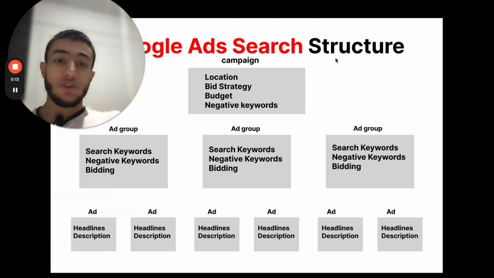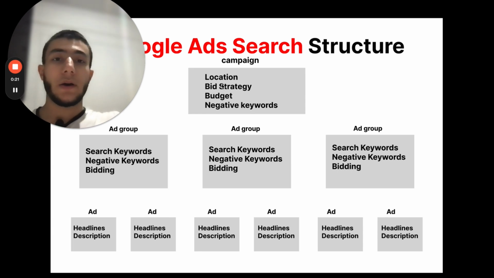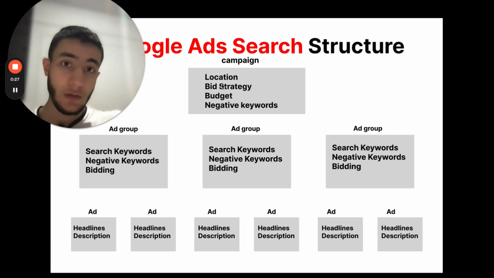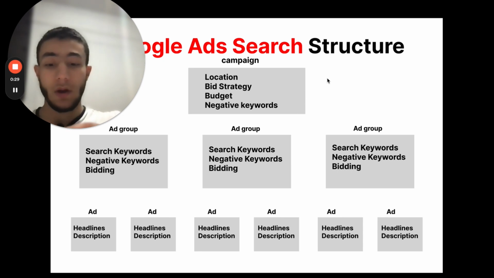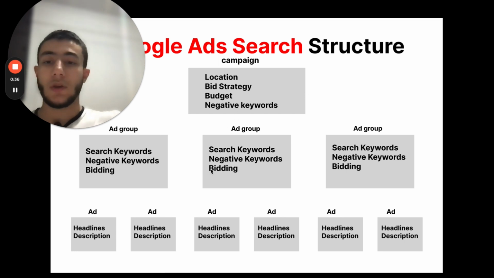A Google Ads search campaign basically consists of the campaign, ad groups, and ads. In the campaign section, we're going to define our location, so where our ad is going to be shown, the bidding strategy, how we're going to bid for our ads to be shown, and also our budget and negative keywords.